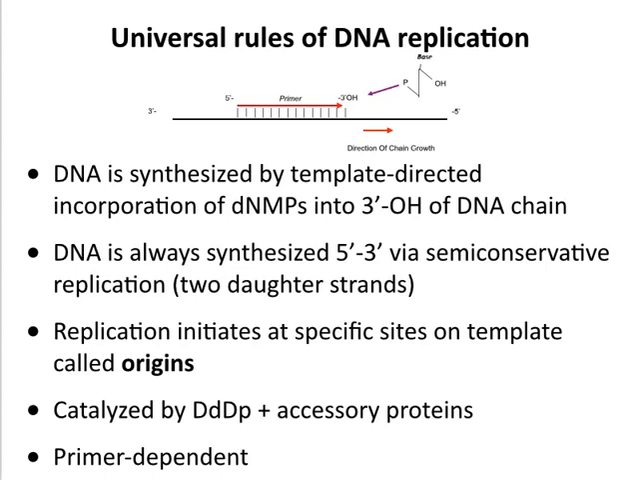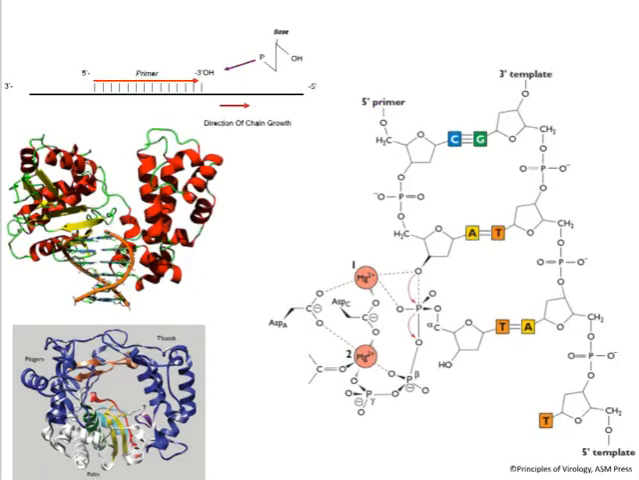DNA synthesis is catalyzed by DNA-dependent DNA polymerase and other proteins. You need a lot of other proteins, more than for RNA. I don't want you to know the names of them. You just need to know that there's a lot of them and that sometimes the virus can supply them. DNA replication is always primer dependent. So this is different from RNA synthesis, which may or may not be primer dependent. So those are our rules.